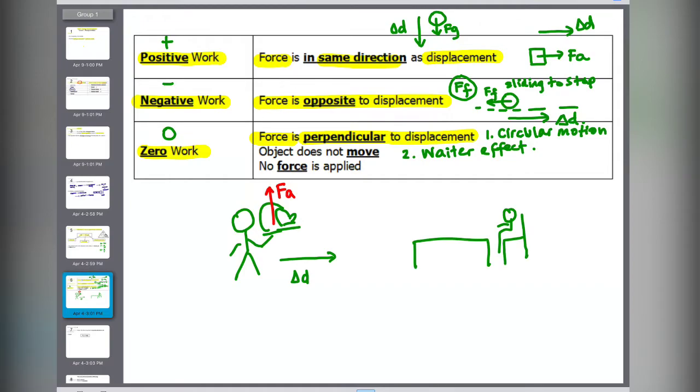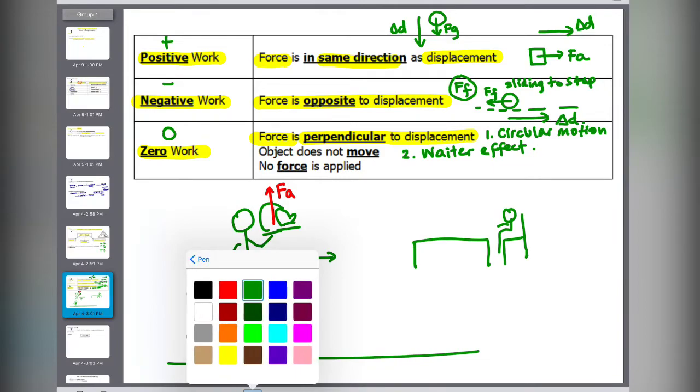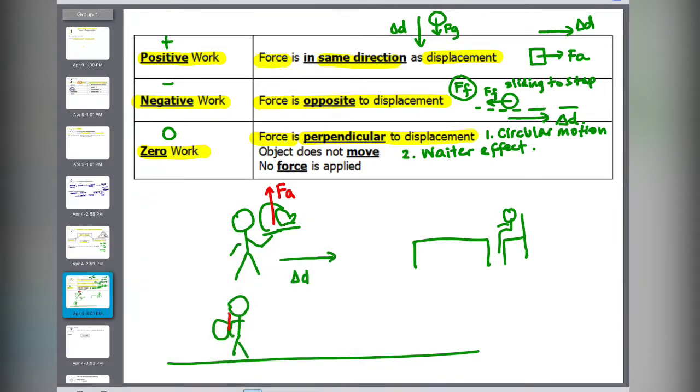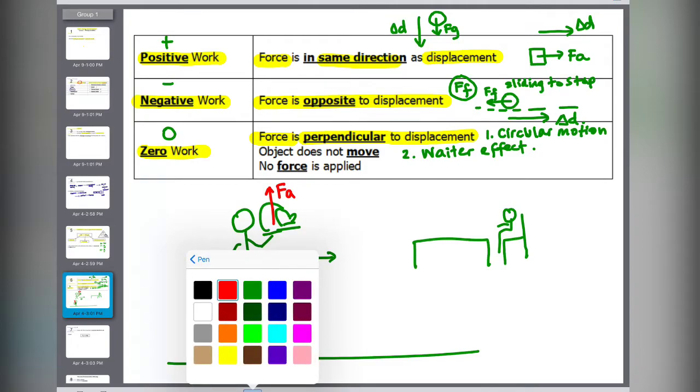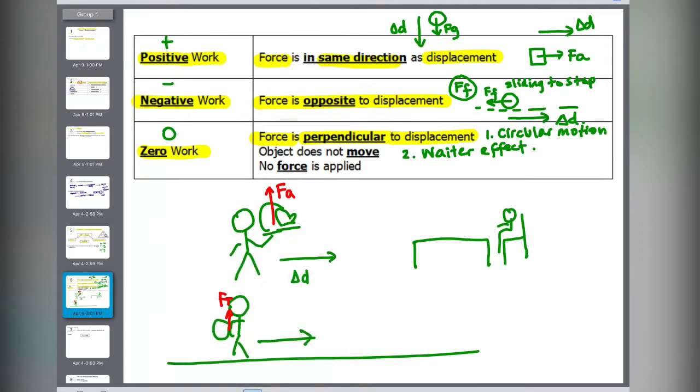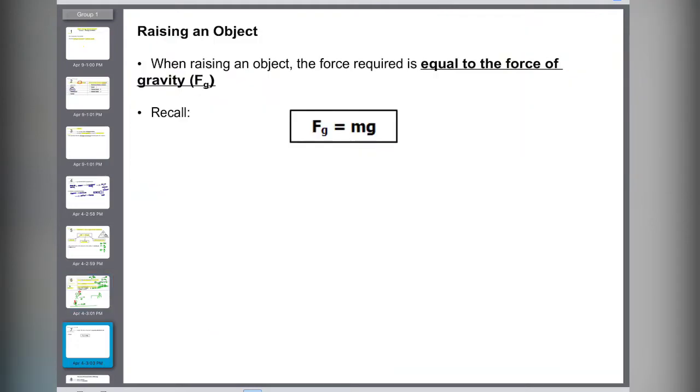So you carrying your backpack, walking down the hallway. Do you see how you're walking down the hallway, and then you carrying your backpack? Okay, I'm going to try to draw a backpack. Your backpack is here. See how your backpack is held up by this strap? That is FT. But you are walking this way. Okay, same thing. Zero work is done.